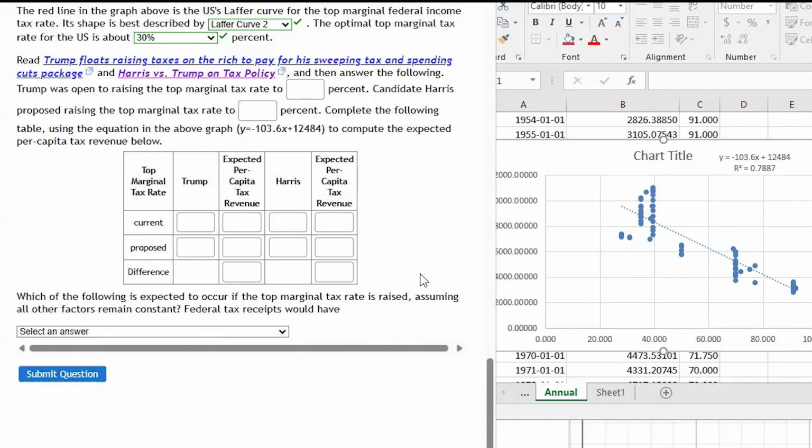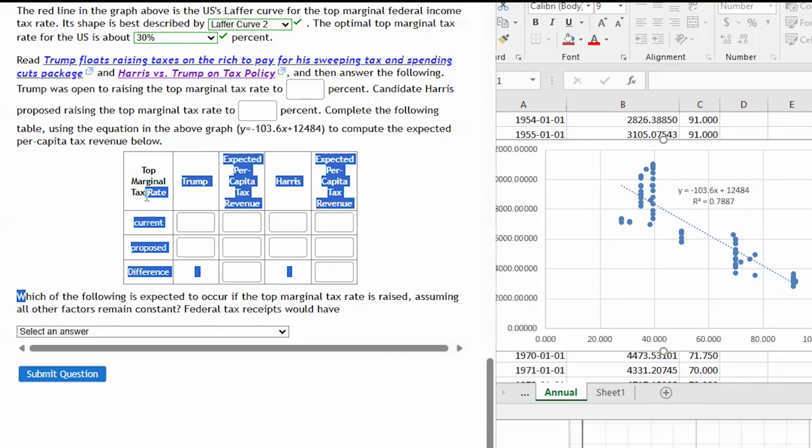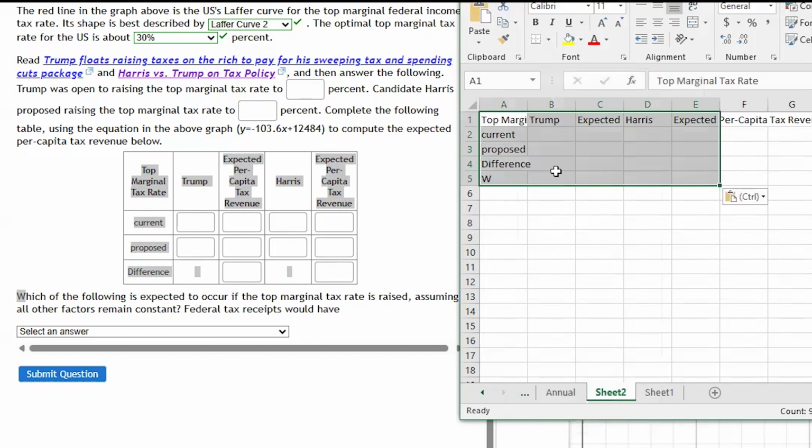Now, we're going to complete this table here using the equation from the chart we created when we plotted the top marginal tax rate versus per capita tax receipts. To do that, I'm going to start by copying everything in this table, because it's an HTML table and I want to preserve the table format. When you do that, you want to copy something outside the table and everything inside the table. I'm going to right click on cell A1 and click match destination formatting.